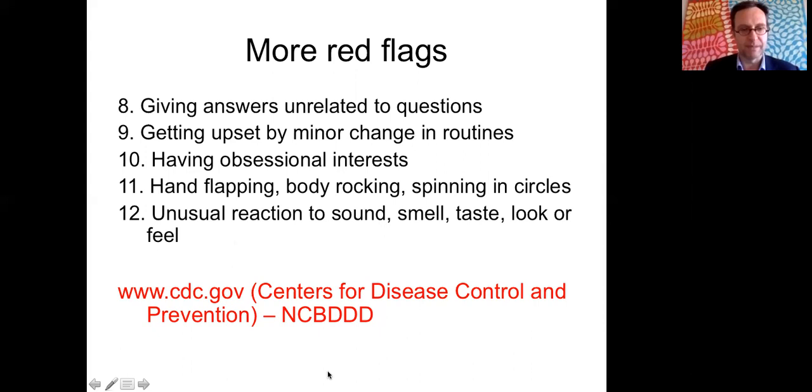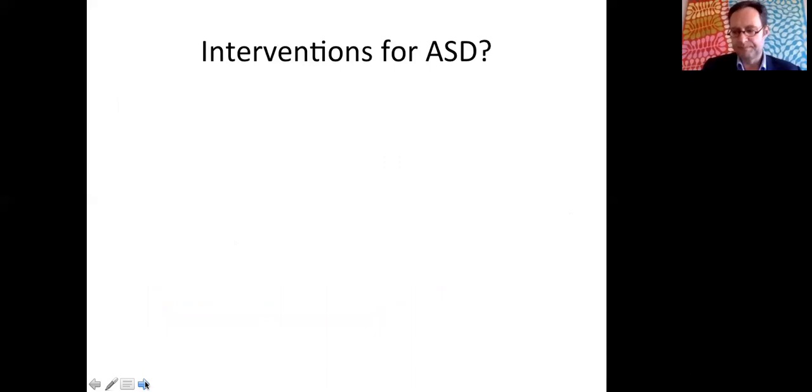Let me wrap up and just say two words about intervention. For autism, very often, and probably until 10 or 20 years ago, many people believed that there was nothing we could do to treat autism. And the one message that we should all remember is that there is now very clear evidence that we can treat autism, including the core deficits, those things in those two domains that I showed you.